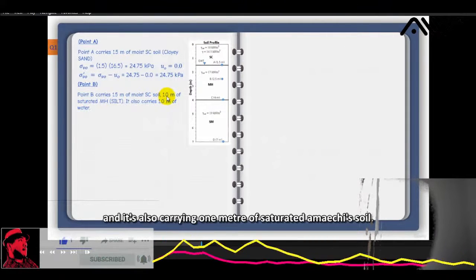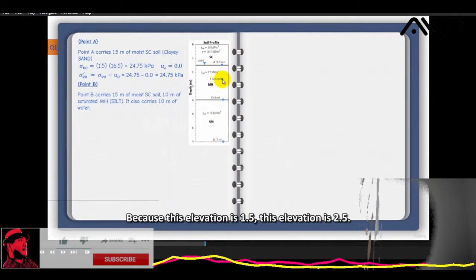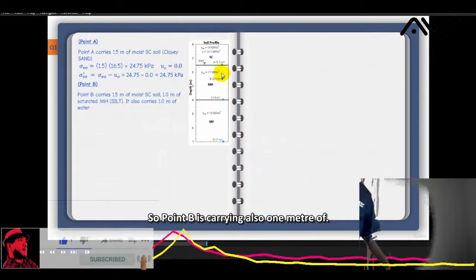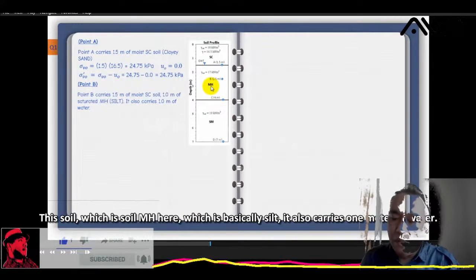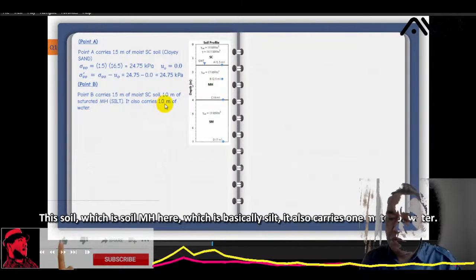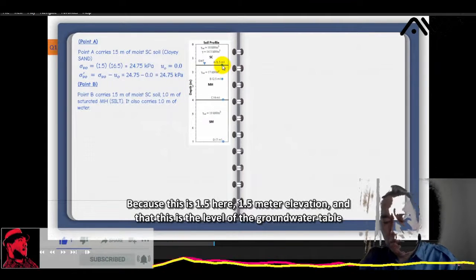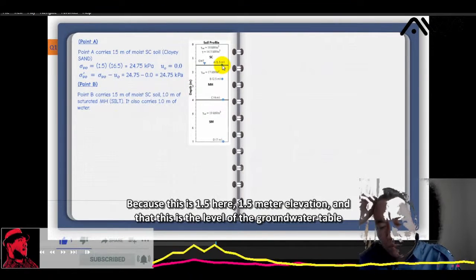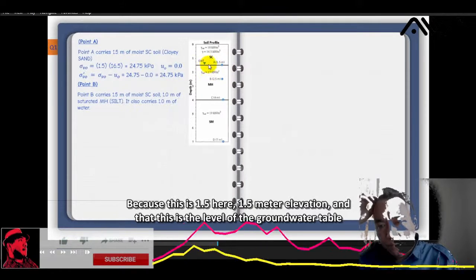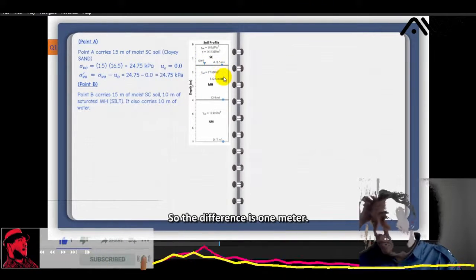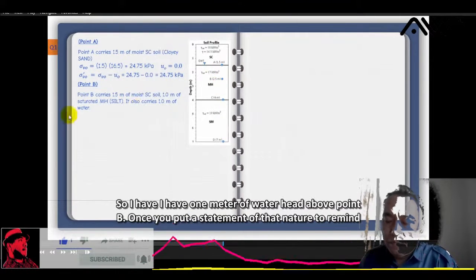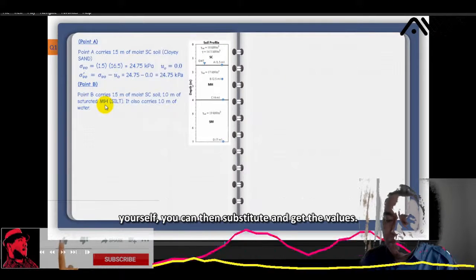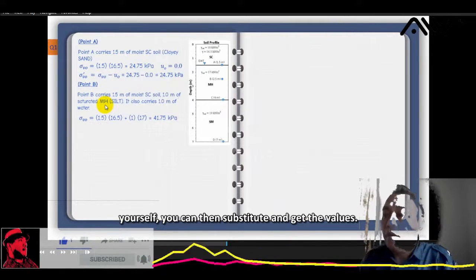And it's also carrying 1 meter of saturated MH soil, because this elevation is 1.5, this elevation is 2.5. So point B is carrying also 1 meter of this MH soil, which is basically silt. It also carries 1 meter of water. Why? Because this is 1.5 meter elevation, and this is the level of the groundwater table, 2.5 meters. So the difference is 1 meter. So I have 1 meter of water head above point B. Once you put a statement of that nature to remind yourself, you can then substitute and get the values.